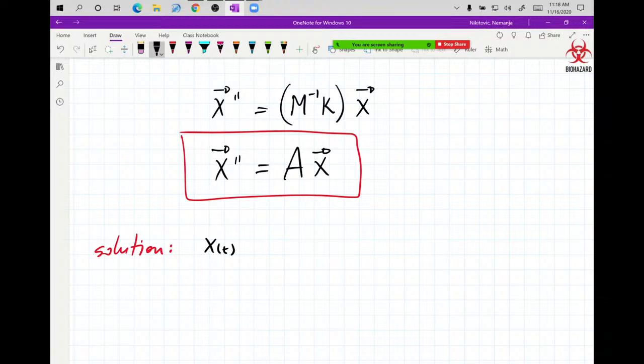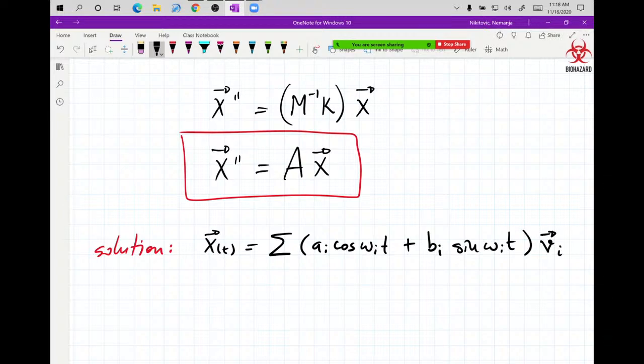So x of t, which is the vector, will look like the summation of all a_i cosine omega_i t plus b_i sine omega_i t, and times obviously the eigenvector. So now i goes from 1 to n, and n is the number of masses, right? So if you have 2 masses, then you are going to only have 2 of these. If you have 10 masses, then you have 10.